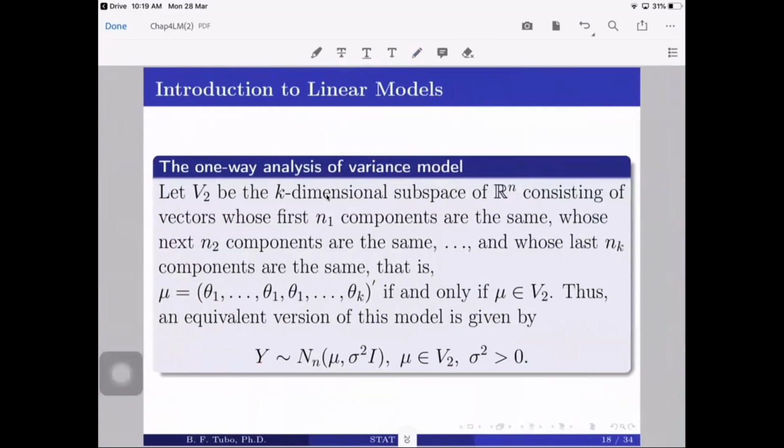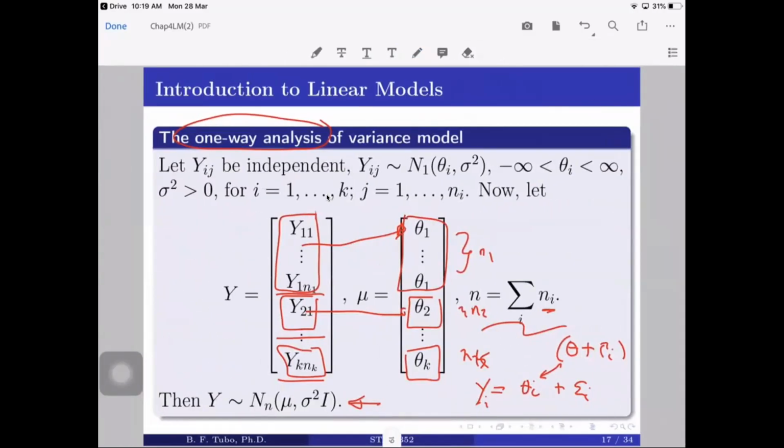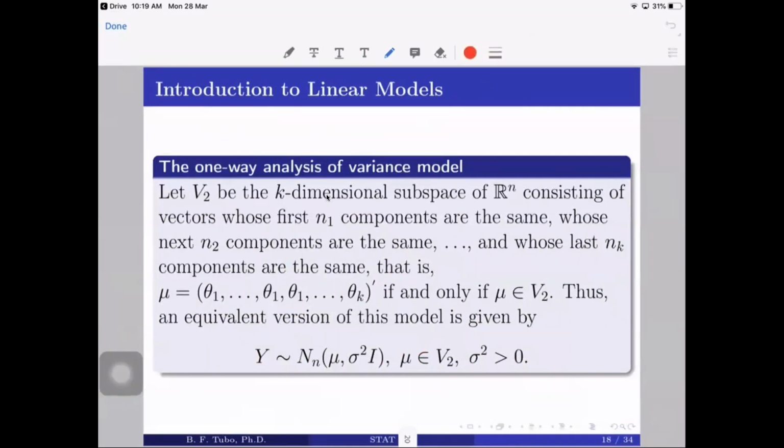Anyway, this is expressed in the coordinatized version, no? That is, you give parameters per group here. But here, this is coordinate free. So in coordinate free, you just define a subspace where it belongs, no?